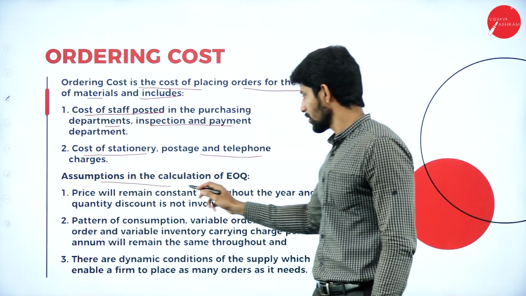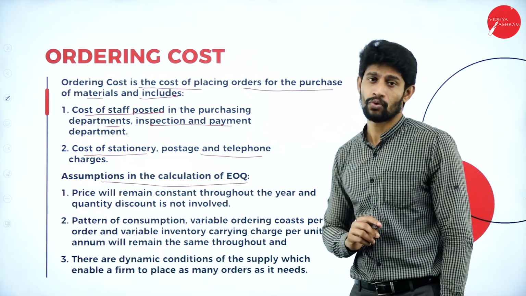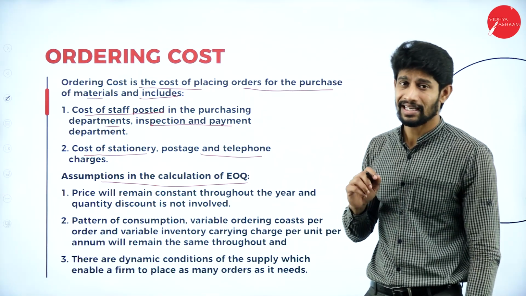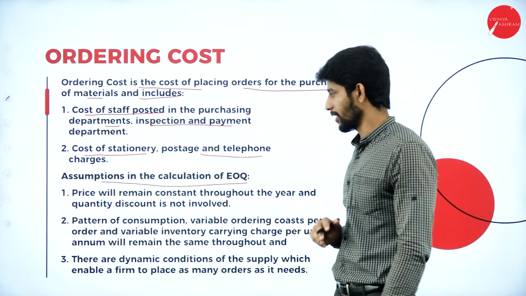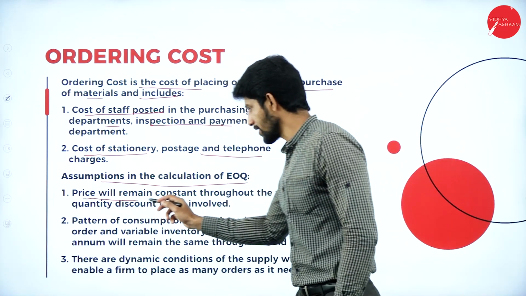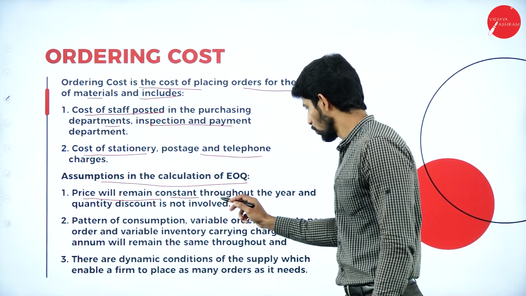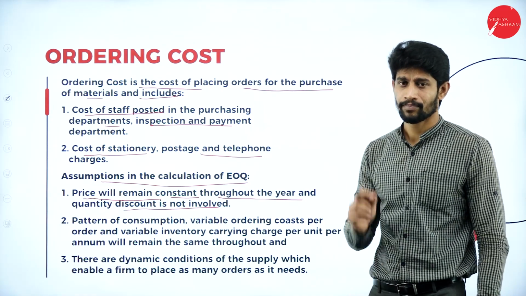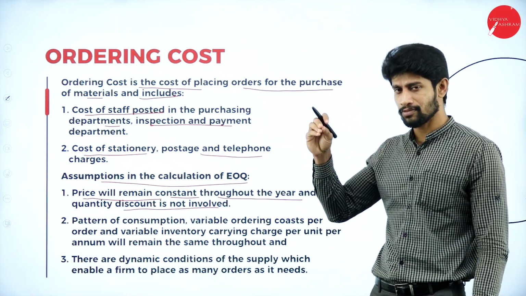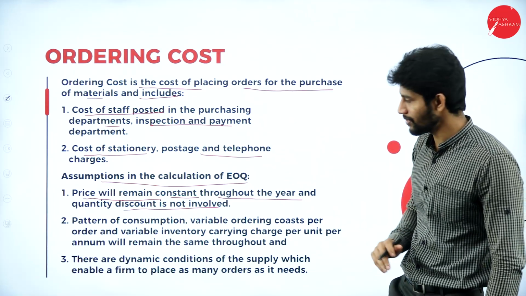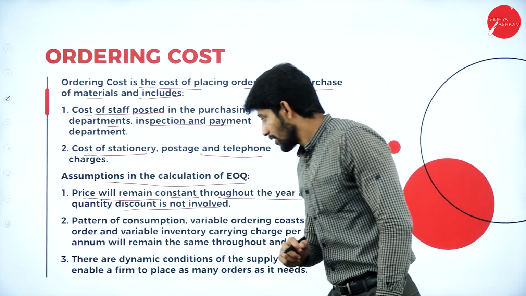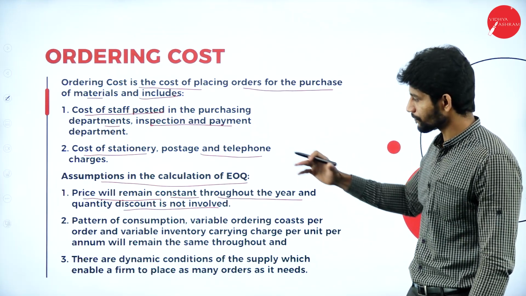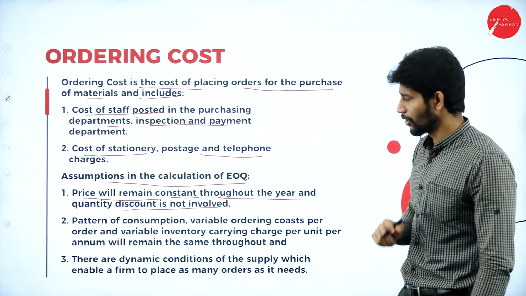Next, assumptions in the calculation of EOQ. What are the assumptions we have in calculation of EOQ? So what is this EOQ? Economic order quantity. The first assumption is that price will remain constant throughout the year and quantity discount is not involved. We are not going to change the price, and quantity discount will not be involved in computation of economic order quantity.